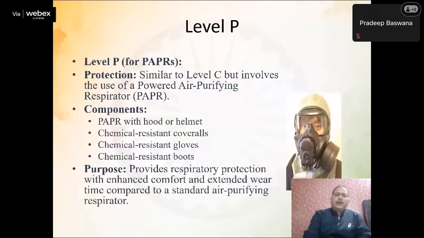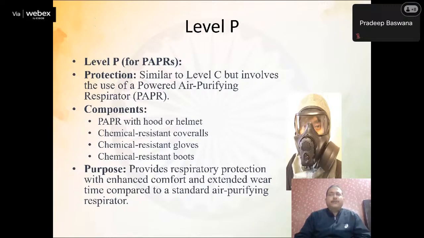Now the level P which we have already discussed, P as in PAPR. This is basically a powered air purifying respirator, similar to level C but involving the use of a PAPR. Level C plus utilization of a powered air purifying respirator is level P. Components are a PAPR with hood and helmet. Chemical resistant coveralls are required. Chemical resistant gloves and boots are required. The overall purpose of level P is to provide respiratory protection with enhanced comfort and extended wear time compared to a standard air purifying respirator.